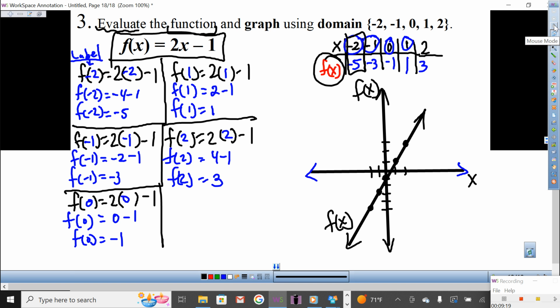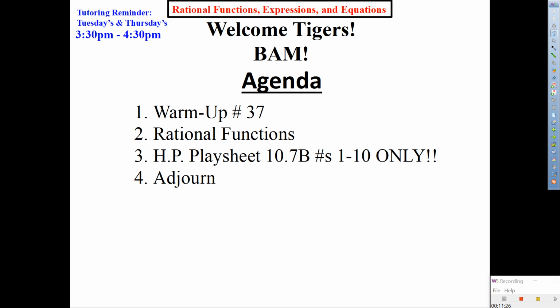Let's go. Agenda for today, warm-up number 37, rational functions, and we're moving on. No more rational expressions. We got this. Play sheet number 10.7b is in Canvas. I uploaded a new module titled Rational Functions, so you're going to find it in there. And, yeah, we're moving on, guys. Rational functions, we're going to be done between today and tomorrow. Tomorrow will be our last day. Wednesday, we have minimum day, and we're going to start our graphing portion.